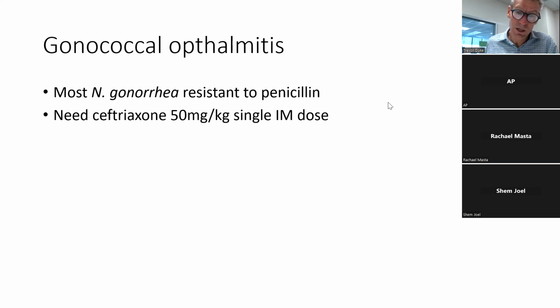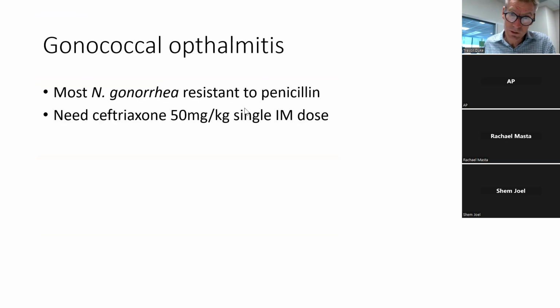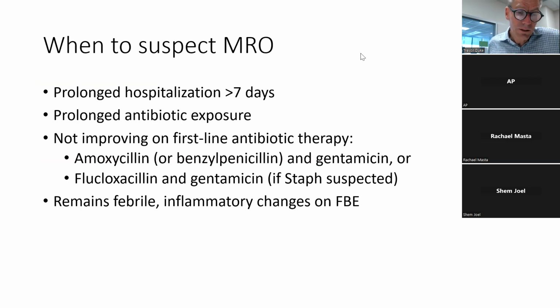Penicillin won't work, amoxicillin won't work. These babies who've got purulent conjunctivitis need ceftriaxone to treat their Neisseria gonorrhoeae. So that brings us to when to suspect multi-resistant organisms.